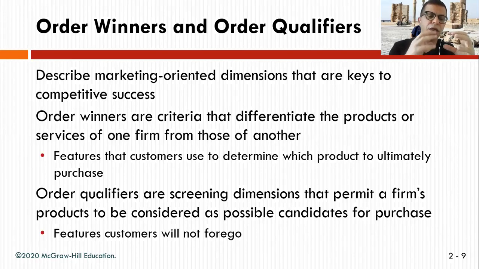Number 10 is one company is better than everybody else, could be the pricing or the delivery time or the quality, and that makes that company win, so that's what you call an order winner.